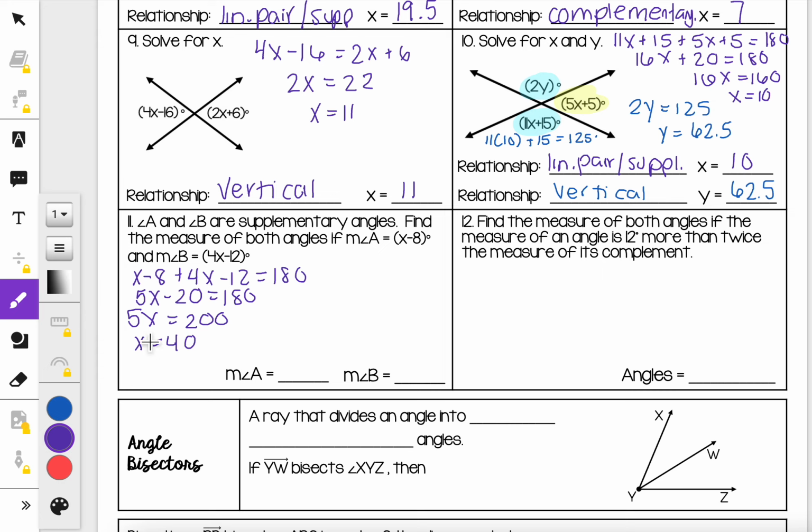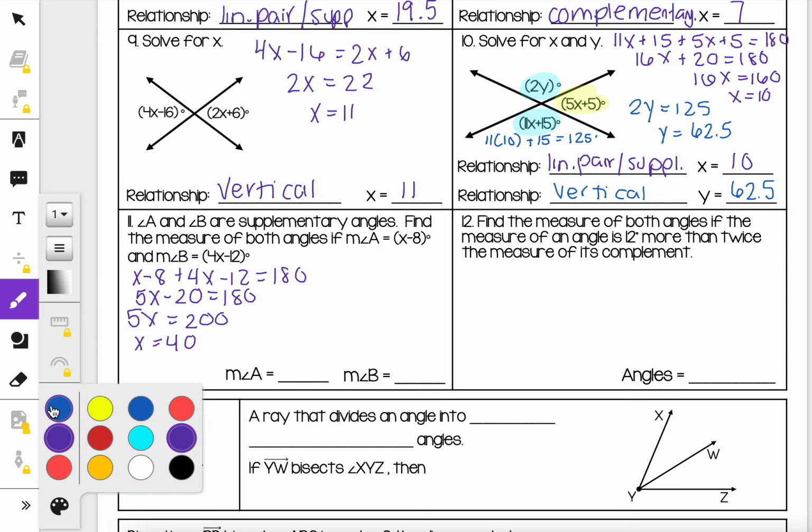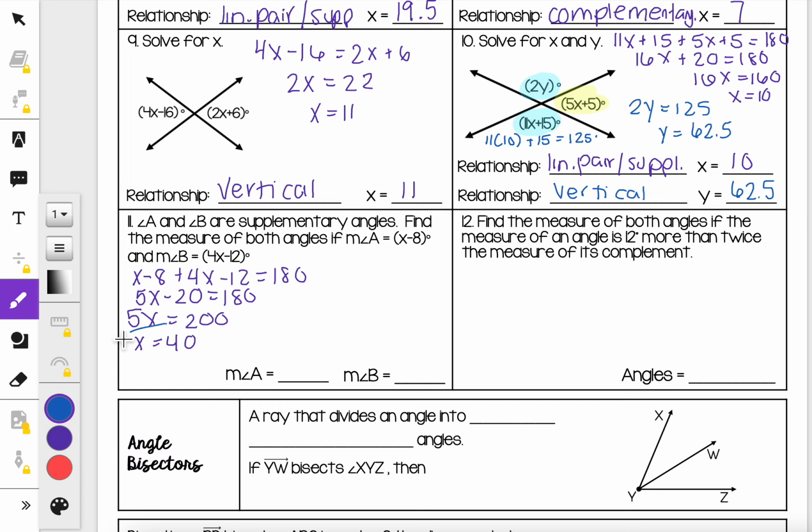So I know x equals 40. Now here it's asking me to find the measure of both angles. So I'm going to take that 40 degrees and substitute it in for x. So the measure of angle A is going to be 40 minus 8, which is 32 degrees. And the measure of angle B, 4 times 40 minus 12, is going to be 148 degrees.